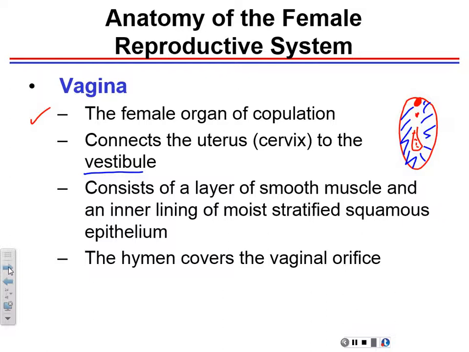And then of course, in a virgin, the vaginal opening is partly closed by the hymen, which is perforated to allow menstrual flow. It is usually removed on the first sexual intercourse. Okay, so that's the vagina there. Right. So moving right along.